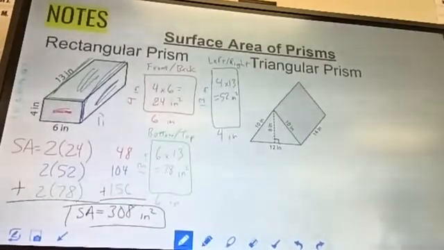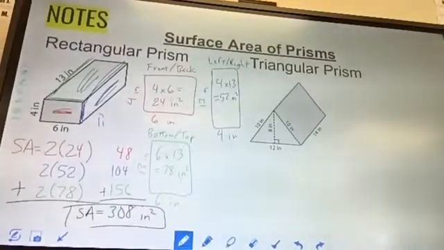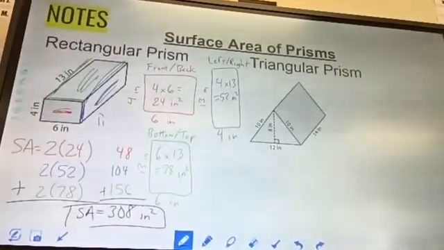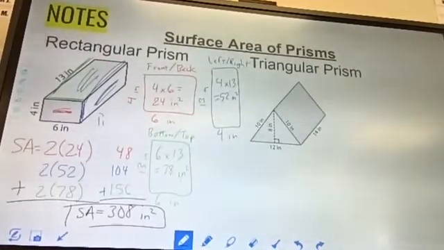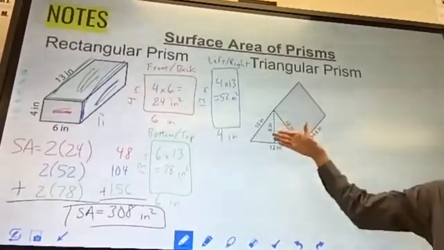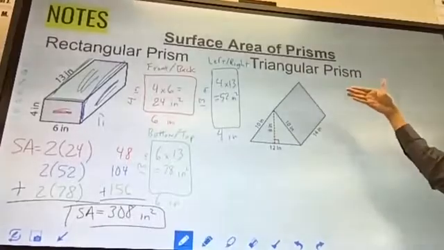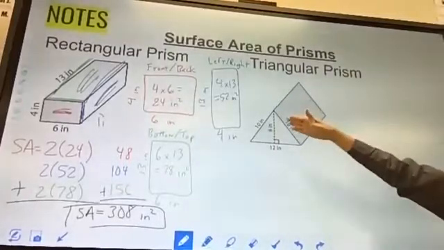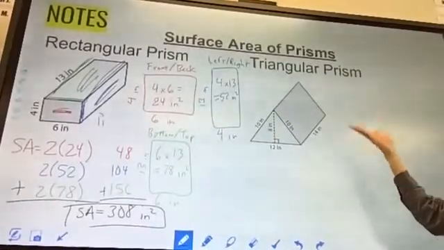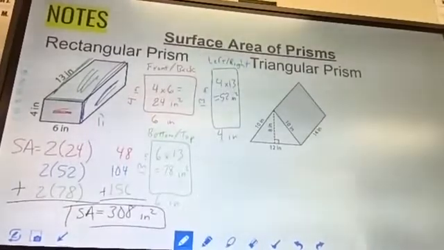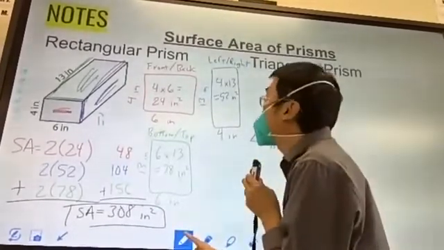Okay, so this is a triangular prism. It's very similar to the rectangular prism, but there are not 6 faces. How many faces do you see? How many faces do you guys think? 5, yeah, there's 5 faces. There's a front triangle and a back triangle. There's a left rectangle and a right rectangle, and then there's a bottom rectangle also. So there's 5 different faces.